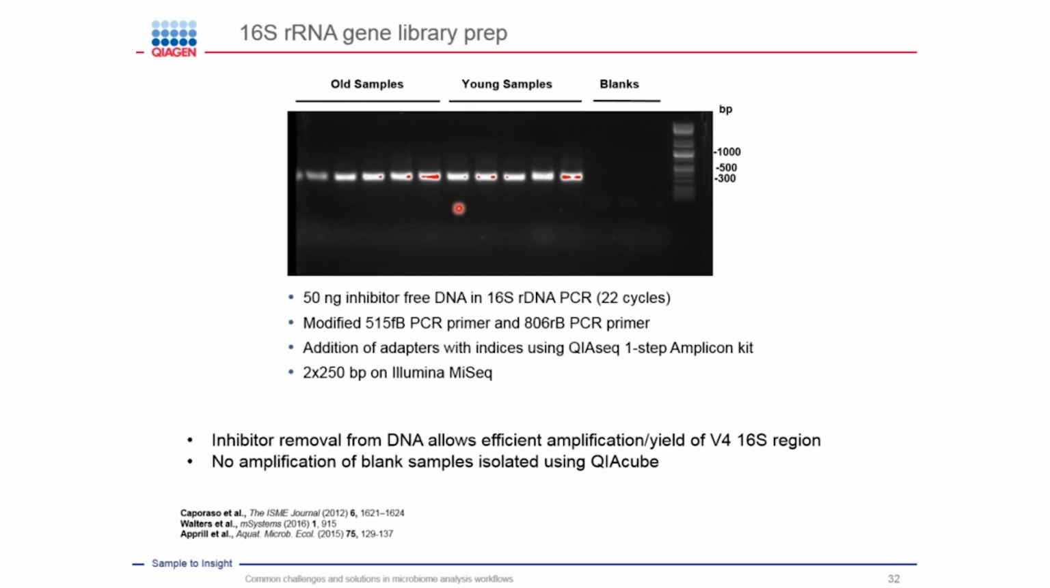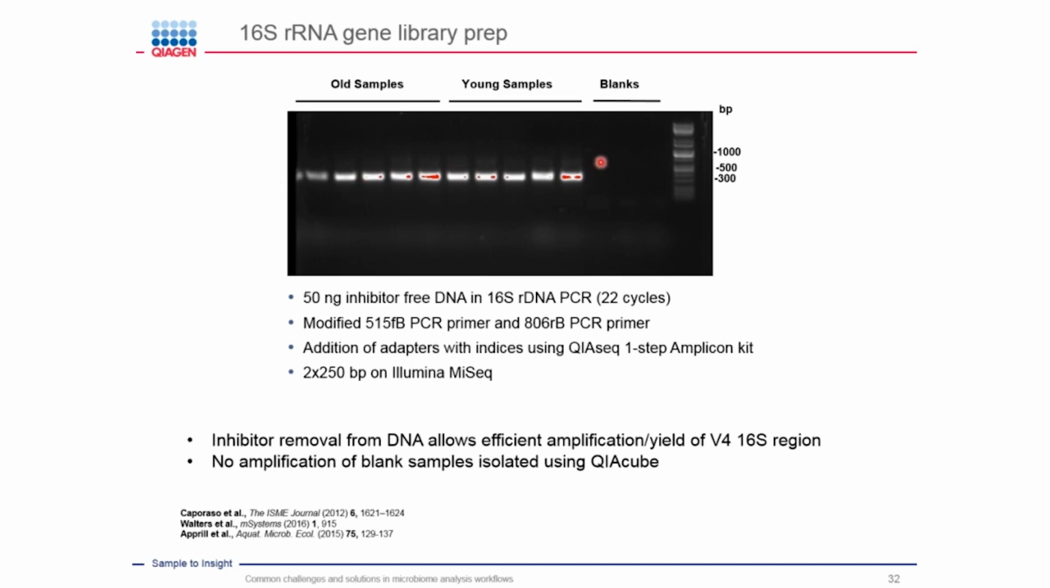50 nanogram of inhibitor-free DNA were used, and 22 PCR cycles were done with the modified Earth Microbiome primers. Here are the PCR products, so we succeeded to amplify a sufficient amount of 16S amplicon for each of the samples. And not to forget, here the blanks are empty sample preps on the QIAcube HT, so we have no background coming from the kit.